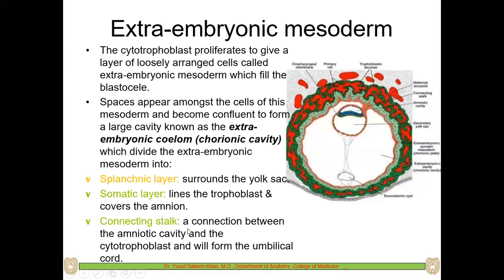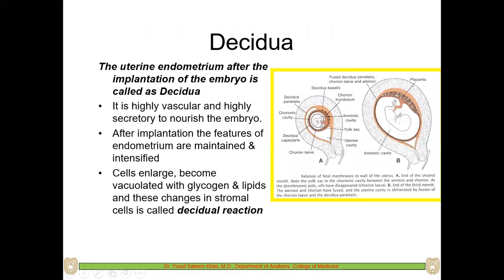Now the connecting stalk, a connection between the amniotic cavity and the cytotrophoblast, will form the umbilical cord. So now there is only a small connection. This whole cavity is floating in a bigger cavity called the extraembryonic or chorionic cavity, and there is only a small connection between the uterine wall or the cytotrophoblast and this cavity, which is called the connecting stalk. Later, this connecting stalk will become the umbilical cord. A lot of changes take place during the first 3 weeks of development.